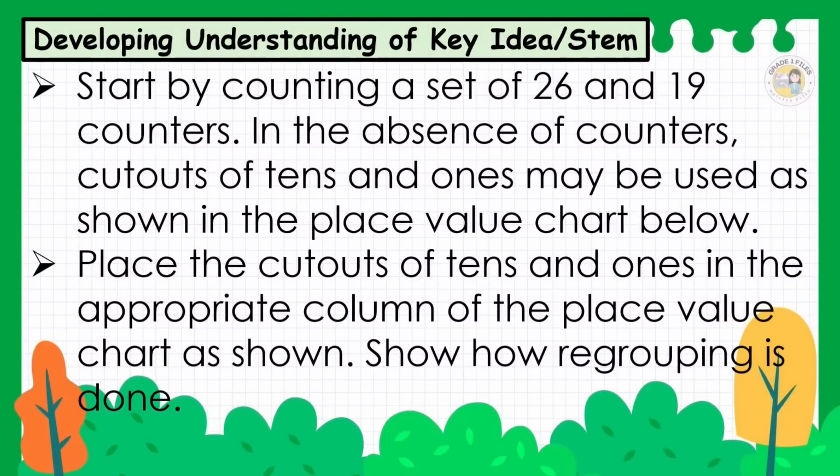Start by counting a set of 26 and 19 counters. In the absence of counters, cutouts of tens and ones may be used as shown in the place value chart below. Place the cutouts of tens and ones in the appropriate column of the place value chart as shown. Show how regrouping is done.